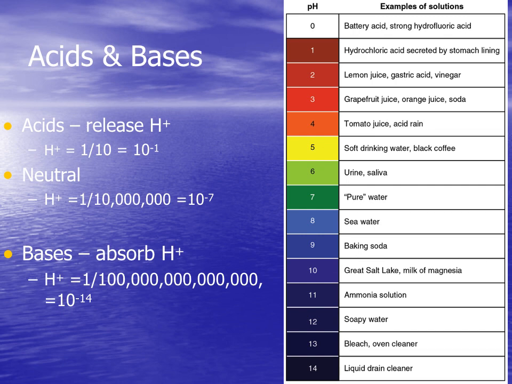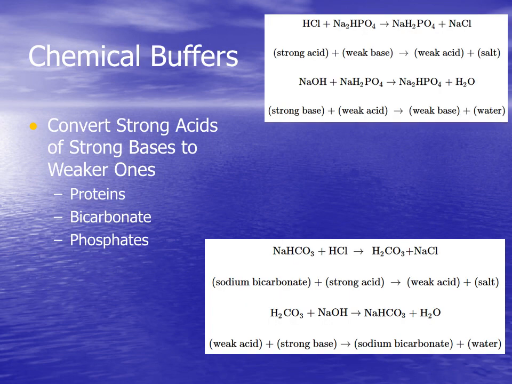And so we want to have our body fluids close to a neutral pH. Any release of lots of acid or lots of base is bad. Okay, and our primary way of dealing with this is chemical buffers. These convert strong acids or strong bases to weaker ones. There are 3 buffer systems: the proteins, the bicarbonate system, and then the phosphate system.